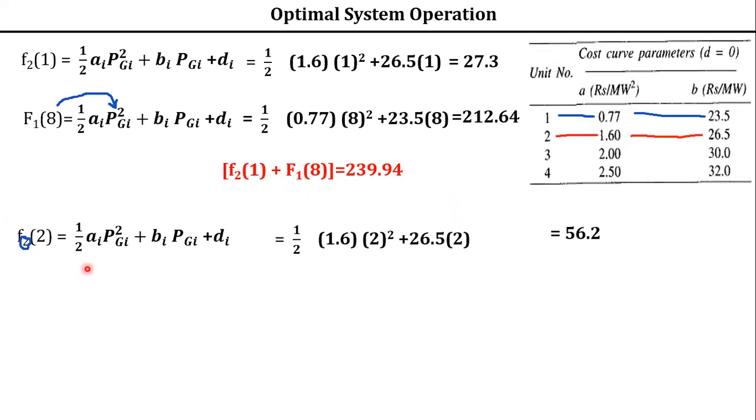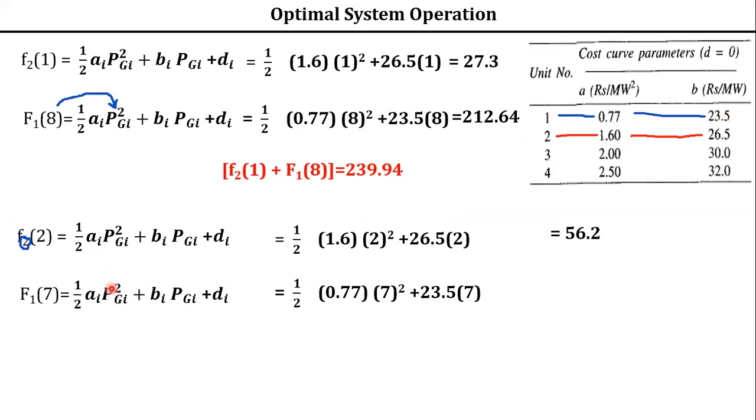And what is the other thing? It is F1 of 7. Sorry, F2 of 2 was the first; the third combination also has F1 of 7. You see that previous equation, the same equation. Now what are the AI, BI, DI values? Here you see unit 1 values. AI is 0.77, BI is 23.5. Substitute those values. And what is PGI? It is your 7 megawatt. Substitute those values.